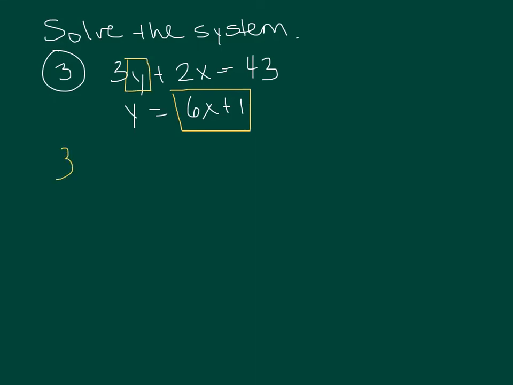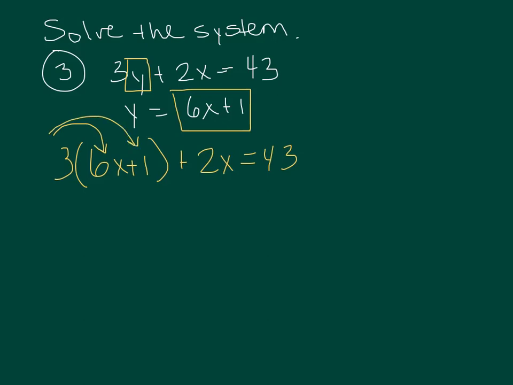Okay, so I have 3 parentheses 6x plus 1. So I just replaced the y. Remember, I put it in parentheses so I know that it's one thing. Okay, plus the 2x equals 43. Now you can see why I wanted to use the parentheses, because that 3 is going to be multiplied by everything, not just the 6x. It has to multiply with the 6x and with that 1. 3 times 6x is 18x. 3 times 1 is 3. Bring down the rest of your equation, so plus 2x equals 43.